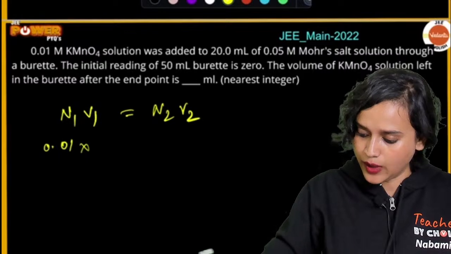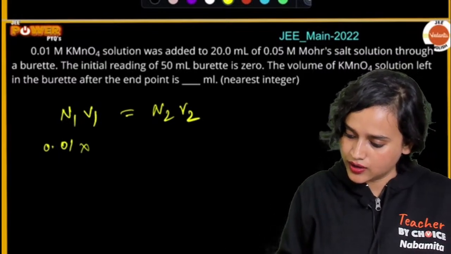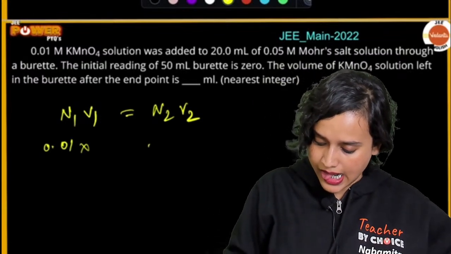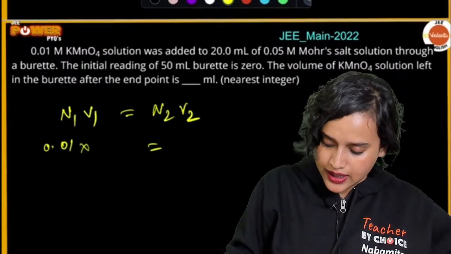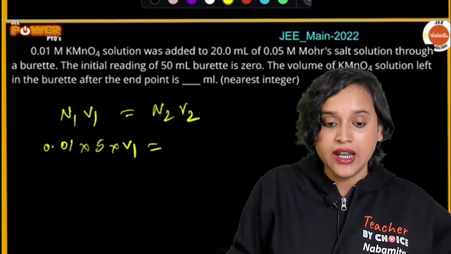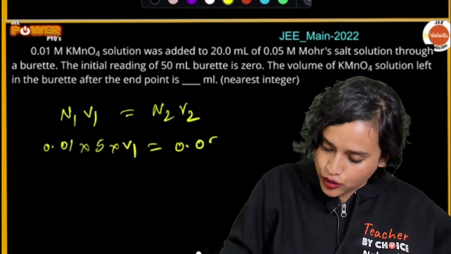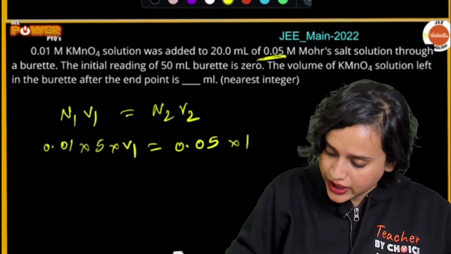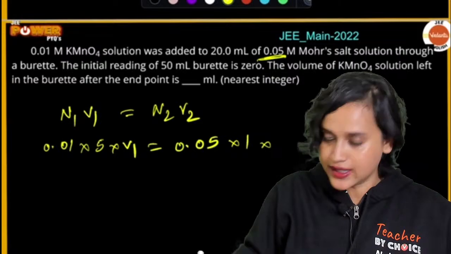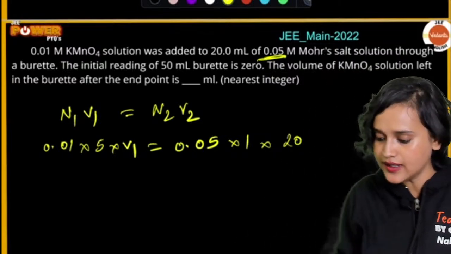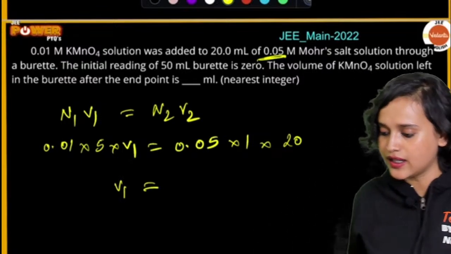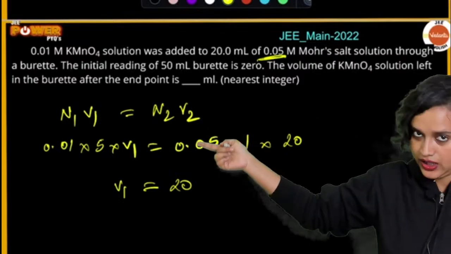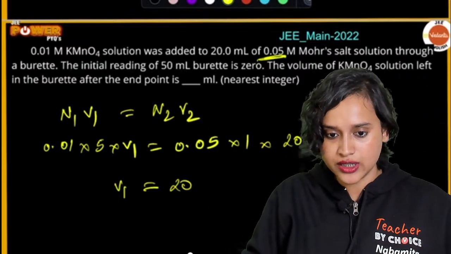Volume is V1. KMnO4 here should be equal to 5. Yes. 0.01 into 5 into V1, and N2 V2 is 0.05 because that is what is given to you. See, for the salt, 0.05 multiplied with 1, and what is V2? V2 is given to you as 20, right? So from here you can directly solve. V1 is equal to 20 because 5 into 0.01 and 0.05 into 1 is the same. So 20 ml is used, right?